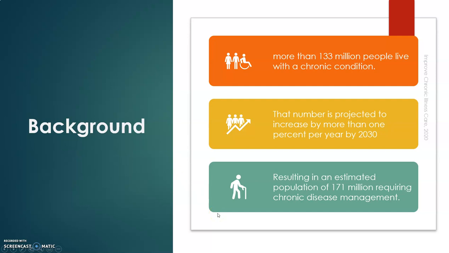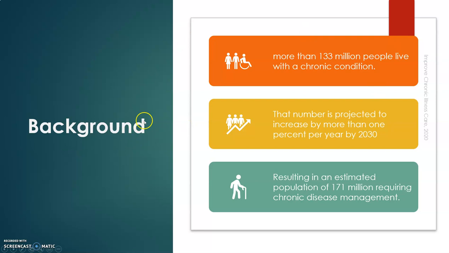So here's an example of what a background should look like. More than 133 million people live with chronic conditions. That number is projected to increase by more than 1% per year by 2020. And also, because of chronic disease management, 171 billion will be required for care during that period. Now, your background slide gives statistical and background information about chronic disease management.